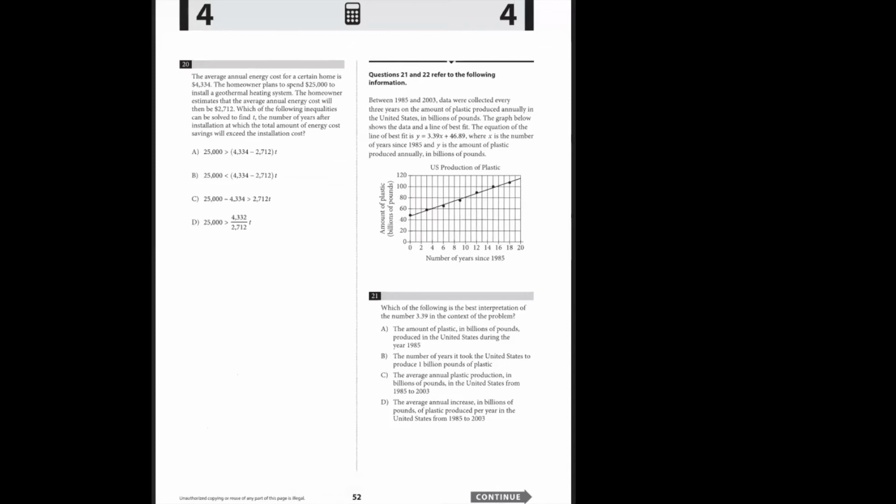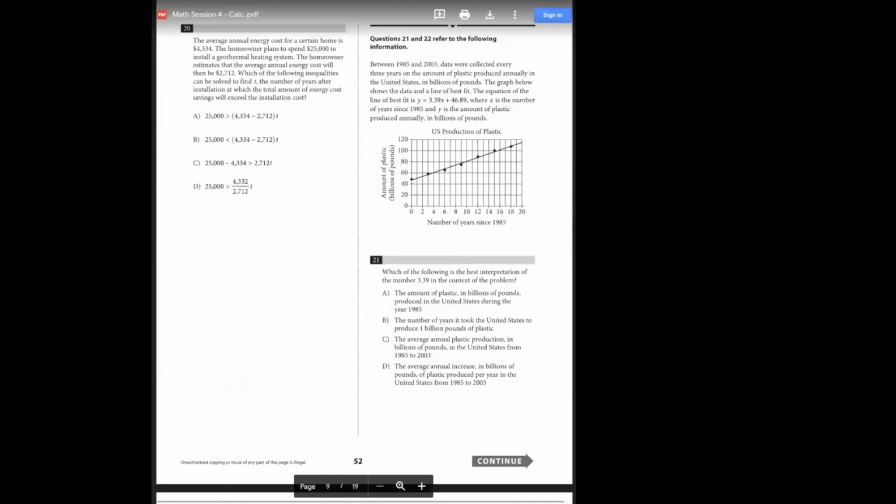It says between 1985 and 2003, data were collected every 3 years on the amount of plastic produced annually in the United States in billions of pounds. The graph below shows the data and the line of best fit, which is similar to what we've been seeing. There's a lot of line of best fit. The equation of the line of best fit is that equation where x is the number of years since 1985 and y is the amount of plastic produced annually in billions of pounds. Which of the following is the best interpretation of the number 3.39 in the context of the problem? So it's just asking you to interpret slope. The reason I'm doing this one is because it may connect with 21. So that's why I think it's important.